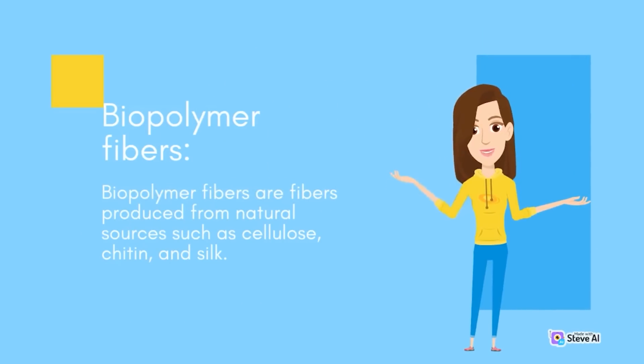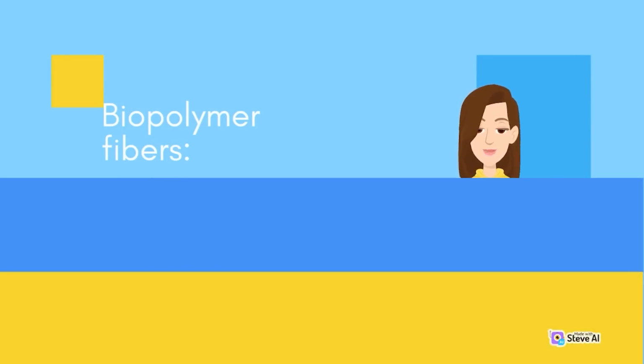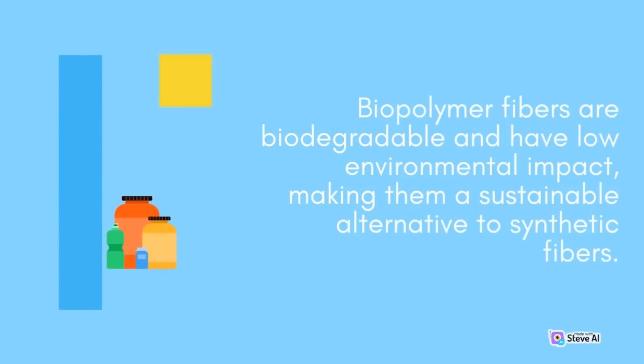Biopolymer fibers. Biopolymer fibers are fibers produced from natural sources such as cellulose, chitin, and silk. Biopolymer fibers are biodegradable and have low environmental impact, making them a sustainable alternative to synthetic fibers.